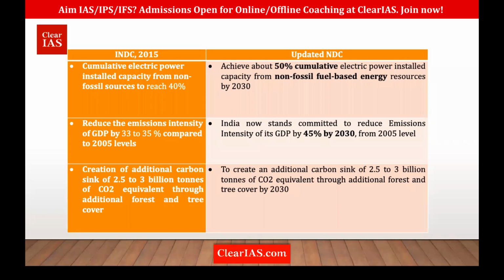Then there is also an additional carbon sink of 1 billion tons. That is, there was already a target of 2.53 billion tons, and from now onwards, according to the Panchamrit promise, we will be having an extra 1 billion. So these were the updations which happened to our INDC in accordance with the Panchamrit promise. Clear?